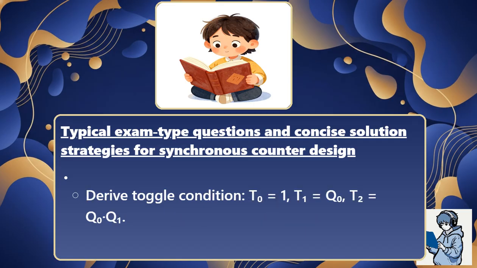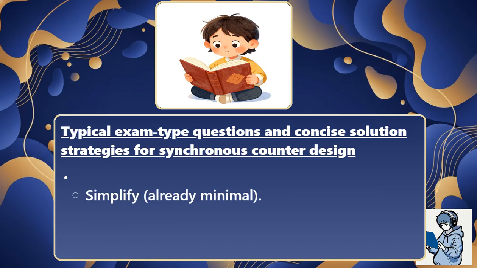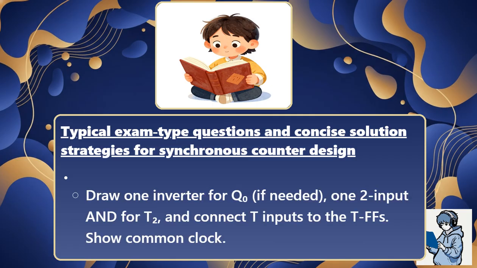Derive toggle condition: T0 = 1, T1 = Q0, T2 = Q0.Q1. Simplify, already minimal. Draw one inverter for Q0 if needed, one 2-input AND for T2, and connect T inputs to the T flip-flops, show common clock.